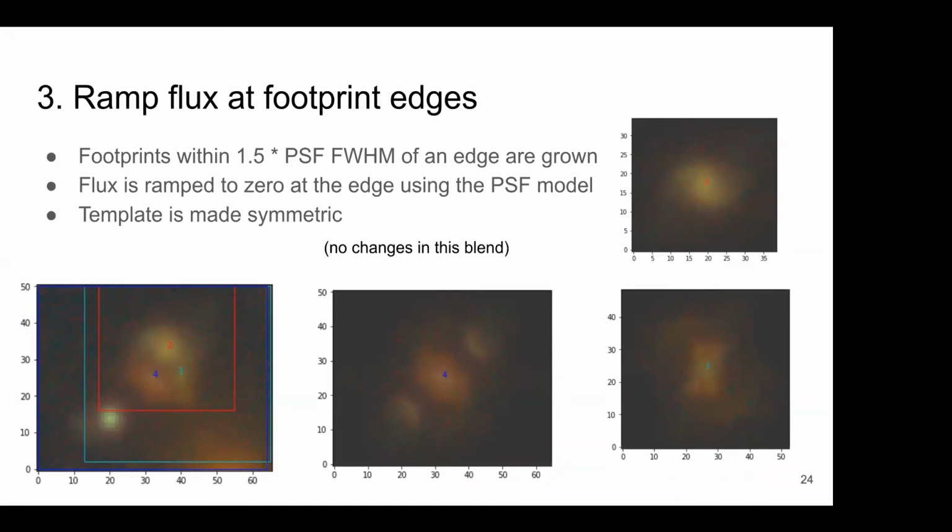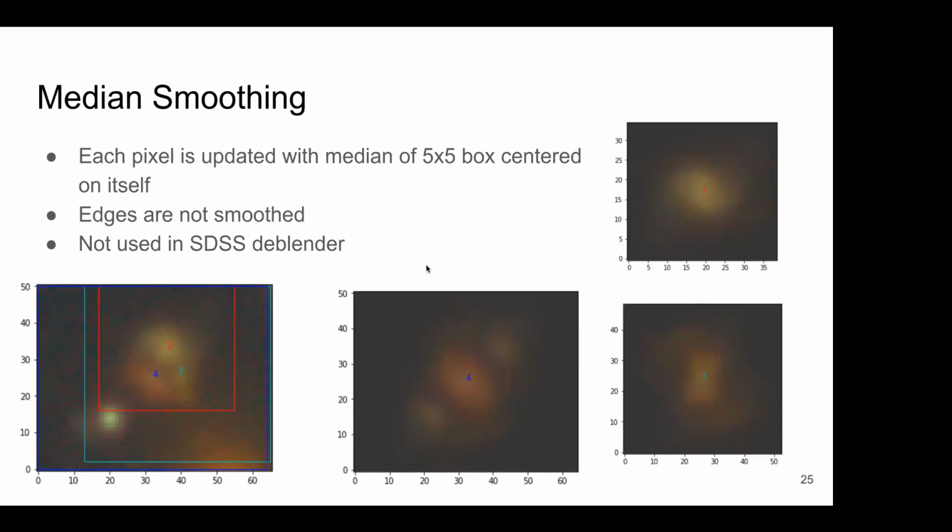So the next step is going to be to ramp up the flux at the edges. In this case, none of these blends are on an edge, but if they had been, then we would slightly grow the footprints to make sure that we're also trying to model the edges of these galaxies. And then it applies a median smoothing kernel. This is something that wasn't done in the Sloan Deblender, but essentially it takes a 5 by 5 box centered on each pixel, moves that, and uses that to calculate the median that it assigns to any pixel value. So you can see how we're slightly degrading the data at the cost of making it look slightly smoother.